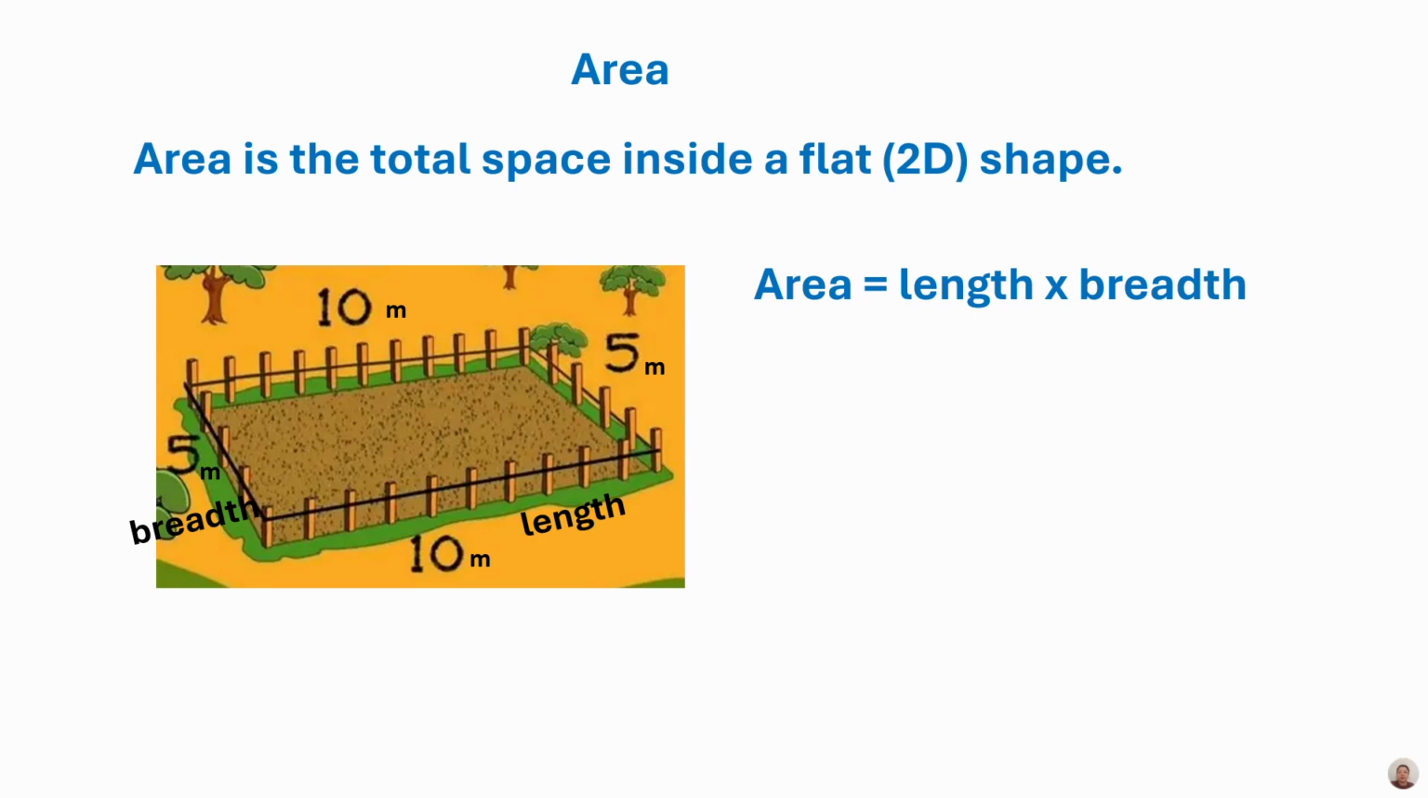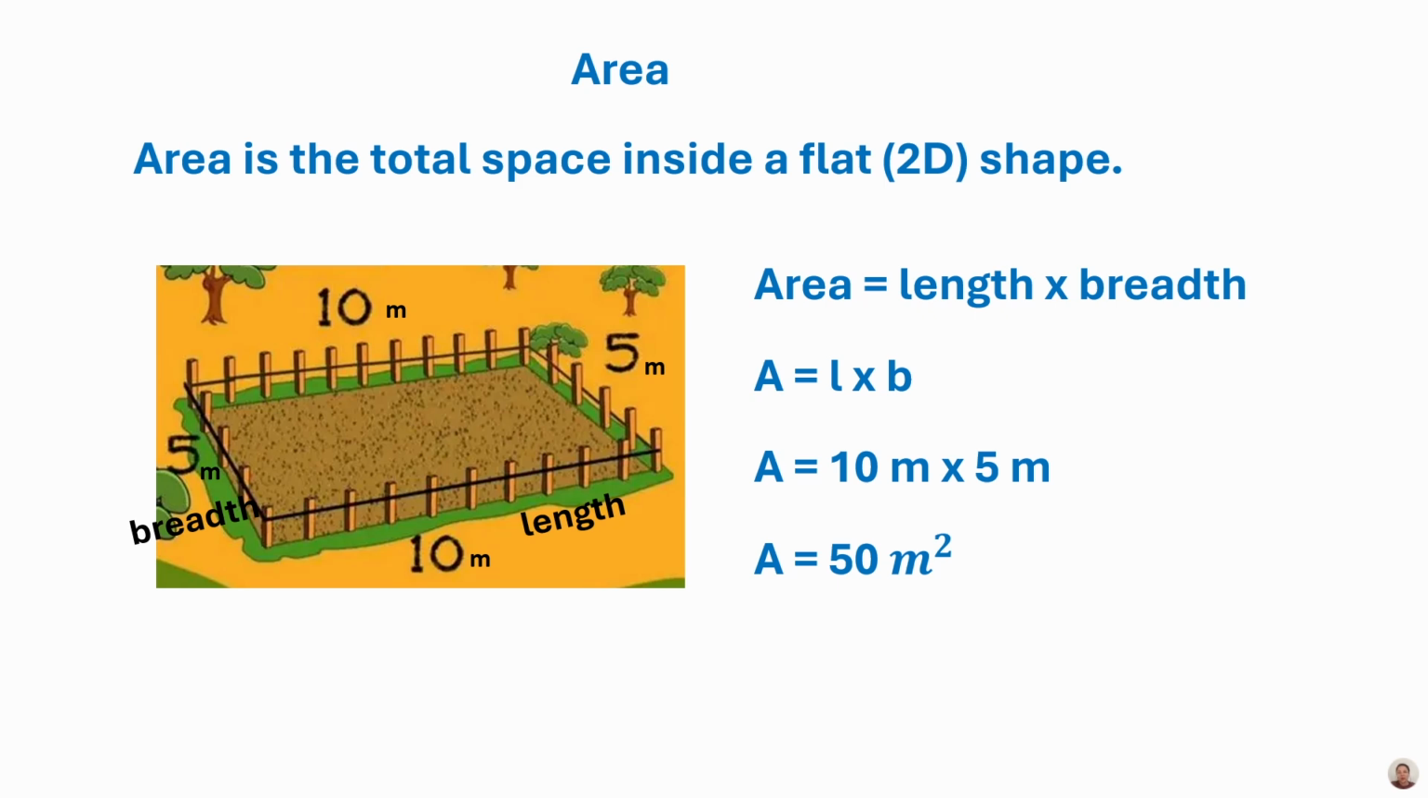Now, to calculate that space inside, we use the formula area is equal to length times breadth. So we take one length and one breadth and we multiply that. And that is basically 2 dimensions, because we multiply 2 dimensions. We multiply the length and the breadth. So we say area is equal to the length is 10 meters and the breadth is 5 meters. We multiply that together and we get 50 meters squared.